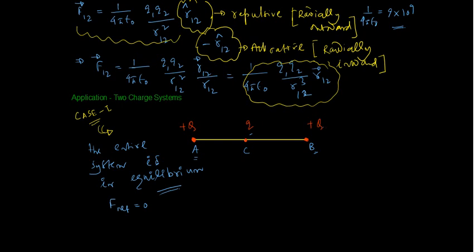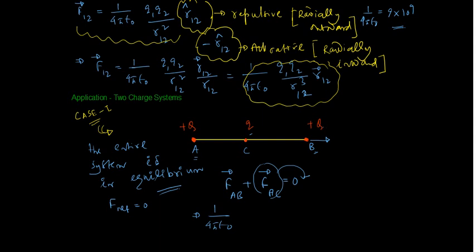I will write that force between A and B plus force between A and C, because the interaction between A and C and B and C is the same interaction, is equal to 0. Now you see, force applied by A on B is radially outward because they are of same charge. If I take this term on the right hand side, it will become minus. So F of AB will become minus F of AC.